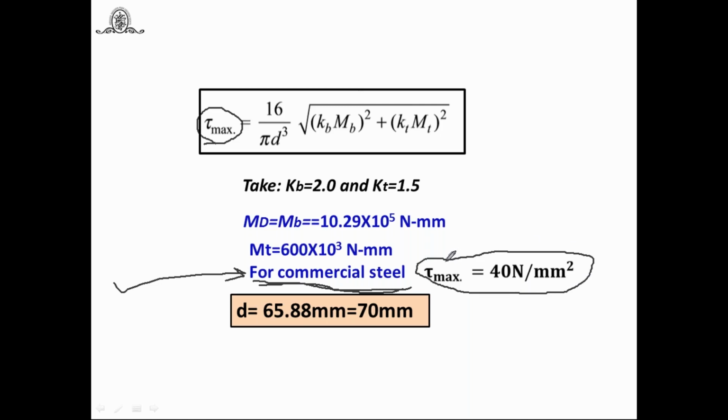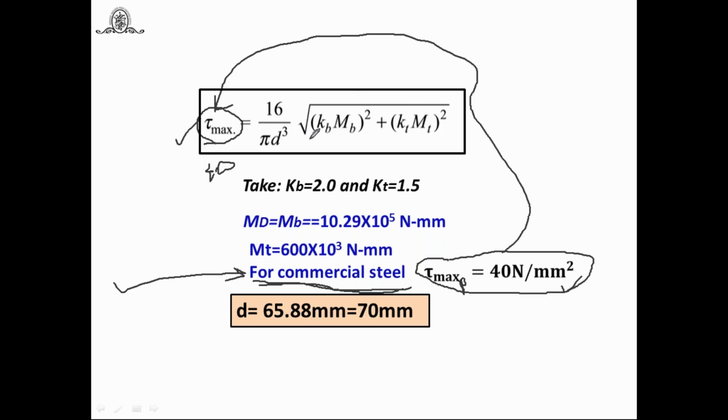For a commercial steel shaft, tau max permissible is 40 Newton per mm square. Therefore, directly I am going to use this value here, 40 Newton per mm square. And if it's not given and the problem asks to use the ASME code by giving SYT and SUT, then you can do the calculation. Tau max is equal to 0.30 SYT or 0.18 SUT, whichever is minimum, that you can use as tau permissible.